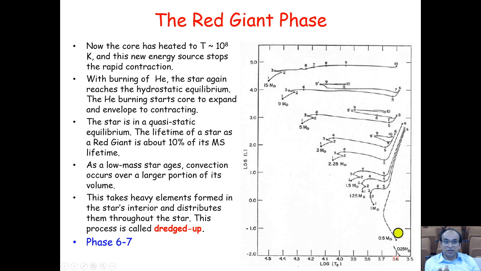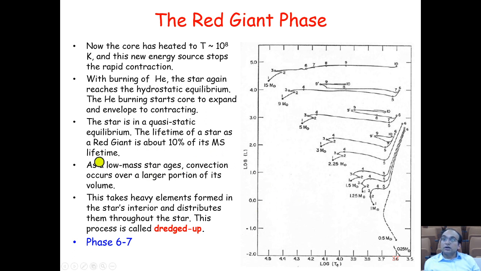Here the star is fully convective, the entire thing is through convection, whereas when the star is massive, the inner part of the star near the core is convective, and the outer one is radiative. I'm not touching it here, so just forget it.